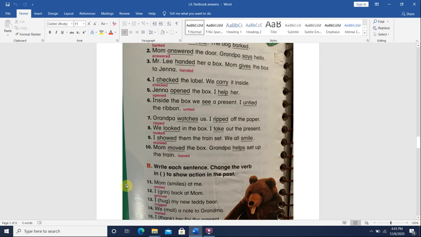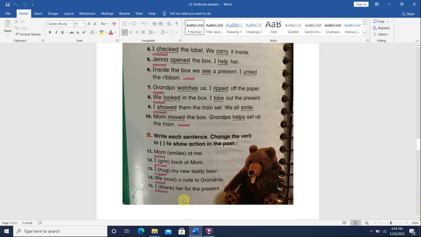So smiled, this is how you spell smiled in the past, and this is how you spell grinned in the past. Okay, I hug my new teddy bear. Also, hug is one of the verbs that we double the g, double the consonant, and then we add ed. I hugged my new teddy bear. Okay, so we doubled the n in grinned and we doubled the g in hug. We mailed a note to Grandma. Okay, mail will become mailed. We add ed.